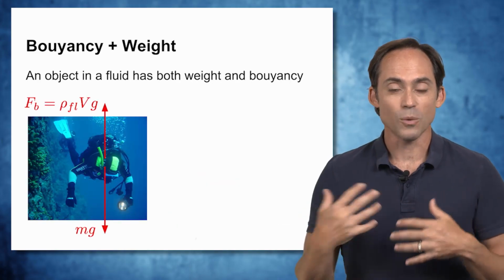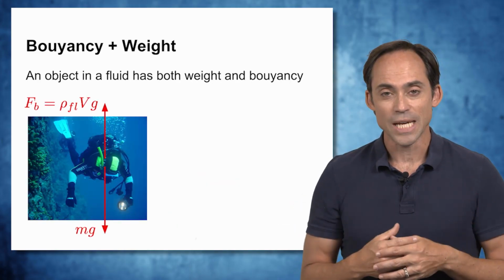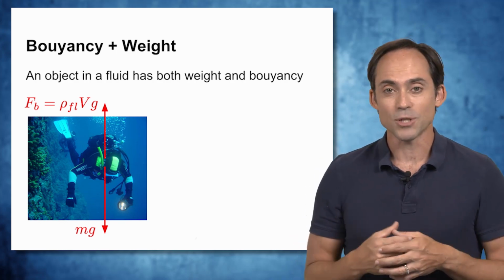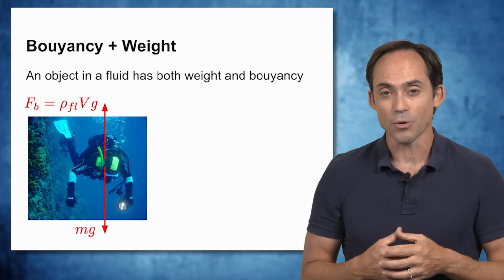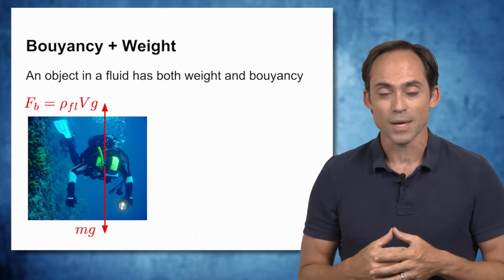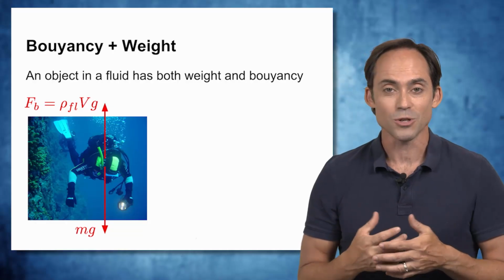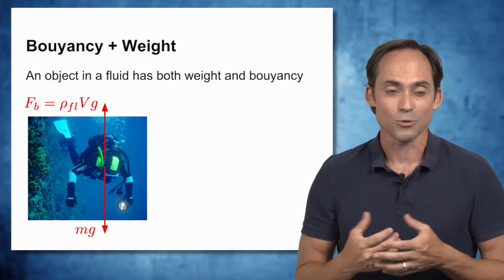Now, buoyancy and weight, as I mentioned, can counteract each other, and this is particularly important when we're immersed in fluids. Any object that's immersed in a fluid is going to have both a weight and a buoyancy term, and buoyancy always acts in the opposite direction of surface gravity. So these terms are always acting in opposite directions.